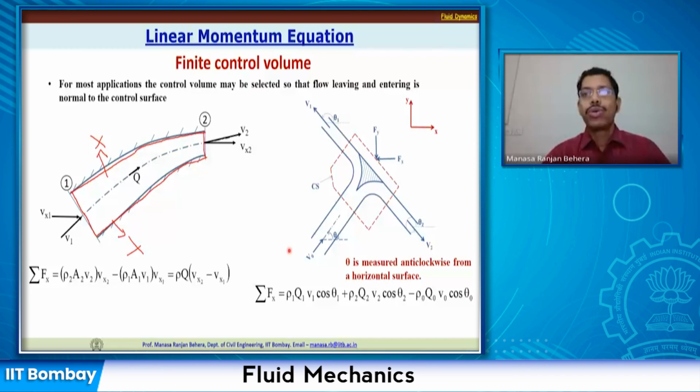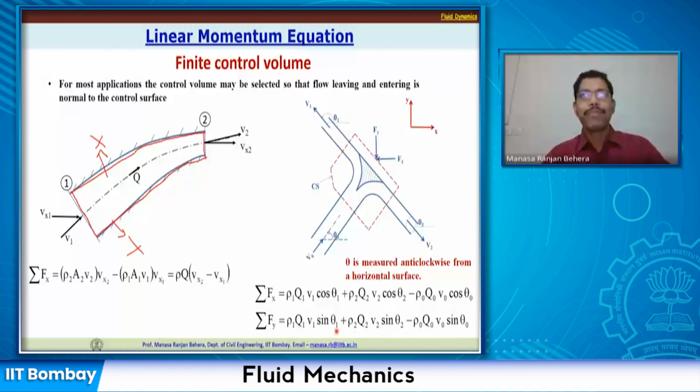Okay, so similarly we can write down the forces in the y direction. I can write down Fy, where the velocities in y direction are going to be the sine theta components. So same, rho 1 q1 v1 sine theta 1. Okay, I have written theta 1, theta 2, theta 0. Plus rho 2 q2 v2 sine theta 2 minus rho 0 q0 v0 sine theta 0. So these two equations will give you the forces in x and y directions.